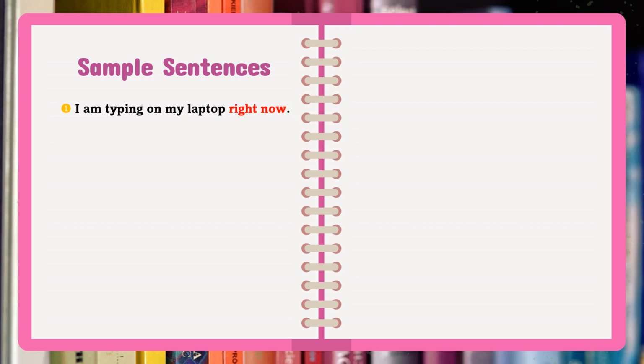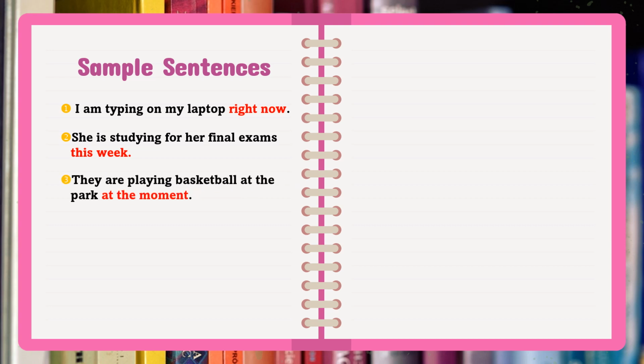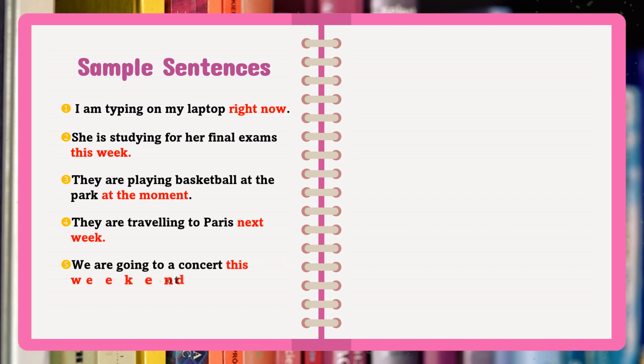I am typing on my laptop right now. Great. Number two. She is studying for her final exam this week. Okay, that's cool. Number three. They are playing basketball at the park at the moment. Great. Number four. They are traveling to Paris next week. Okay, good. And the last one. We are going to a concert this weekend to see our favorite band perform live.